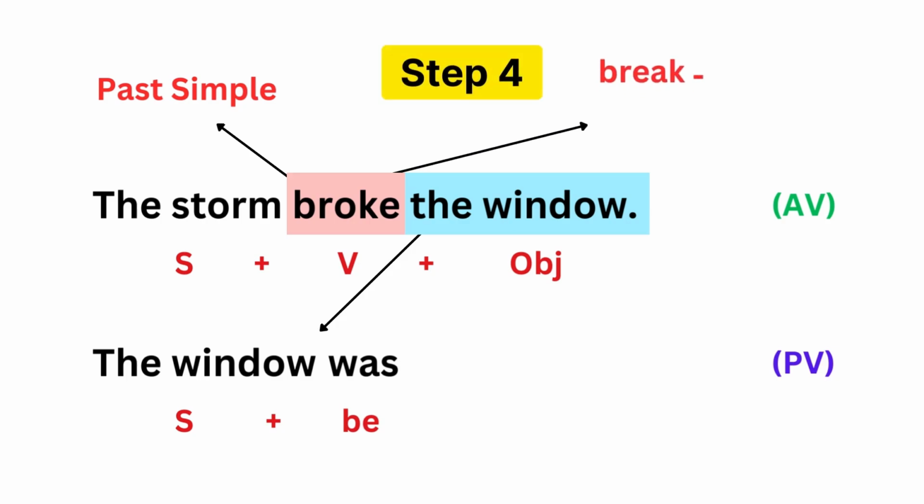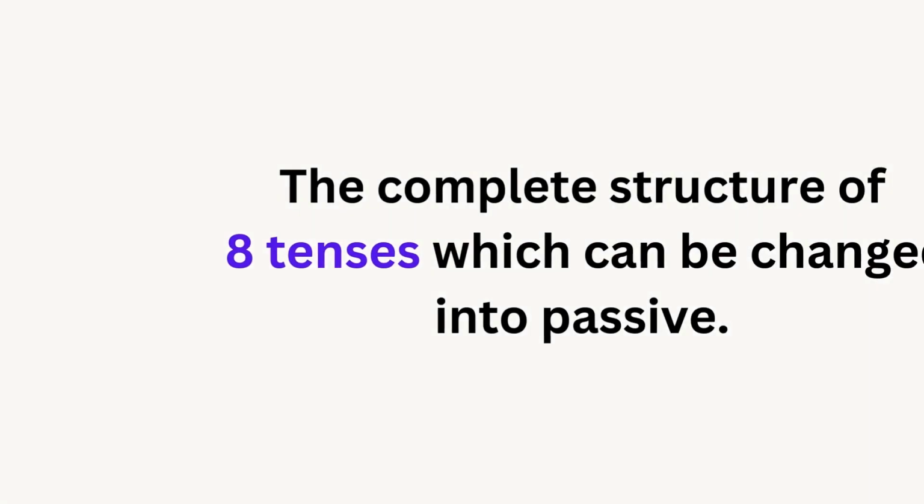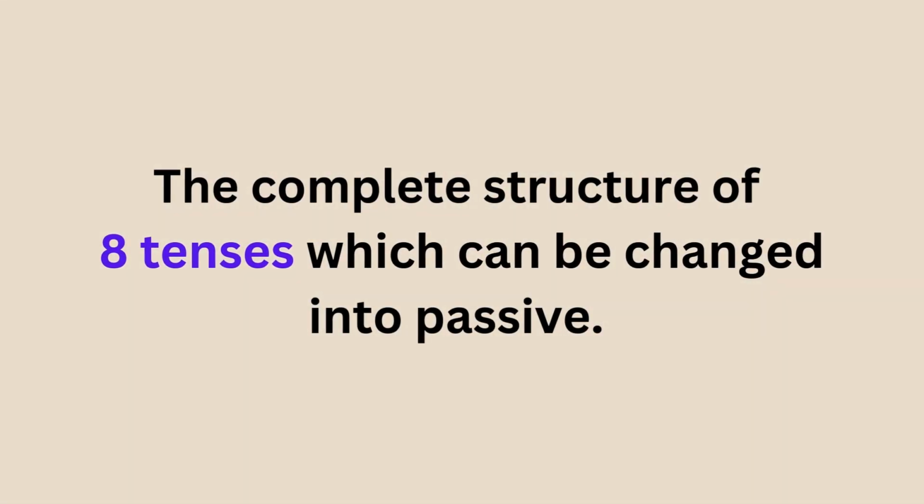Step 4. The participle form of the verb break is broken. The window was broken. Step 5. Use by phrase if necessary. The window was broken by the storm. Let's have a look at the complete structure of 8 tenses which can be changed into passive.